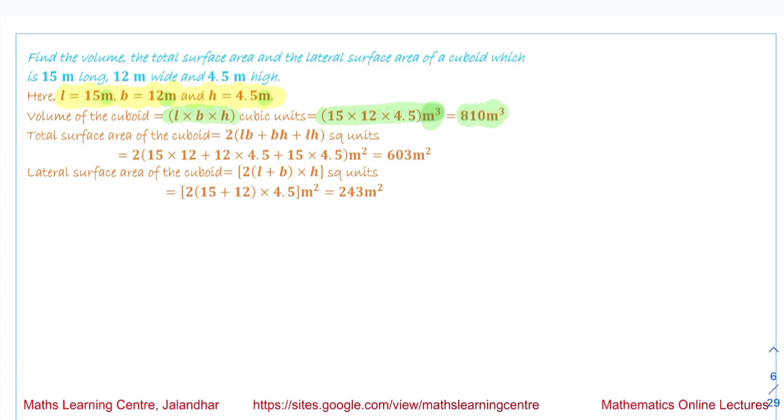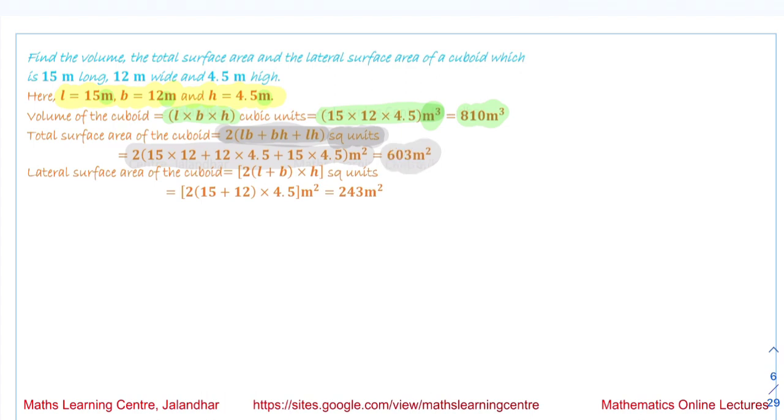Next, second thing we have to calculate is the total surface area. So it is 2 times L into B, B into H, L into H. Units will be square units. So when we put these values in this formula, we get 2 times 15 into 12 plus 12 into 4.5 plus 15 into 4.5. So basically what you have to do is you have to remember these formulas. If you know this formula, you will just substitute the value and you will get the answer as 603 meter square.